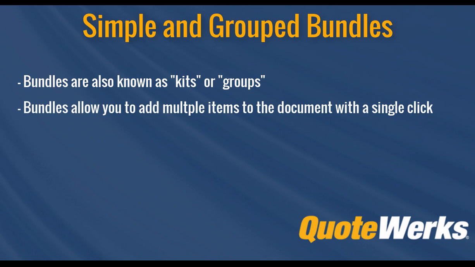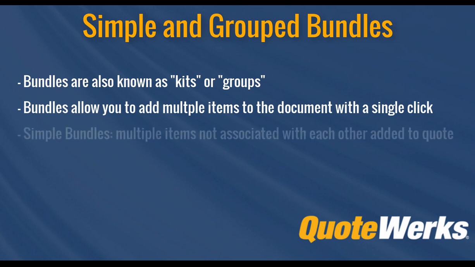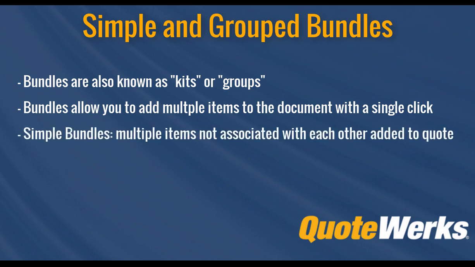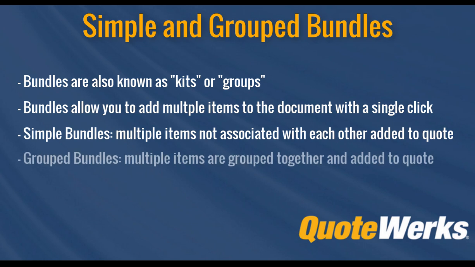In QuoteWerks, we have two different types of bundles. Simple, which would be selecting a single item and having multiple items added to the document, but the items are not associated with each other in any way. And then group bundles. Group bundles allow the selection of a single item, and that single item has many associated items. They're grouped together and sold as a package.